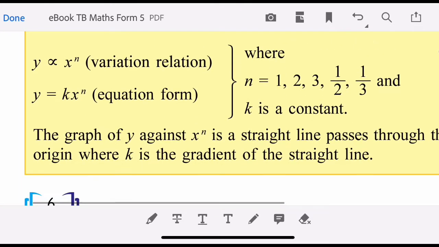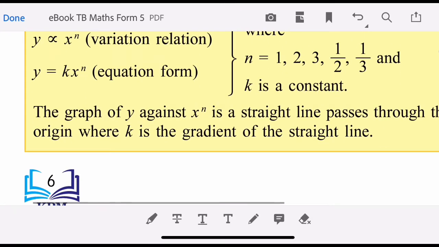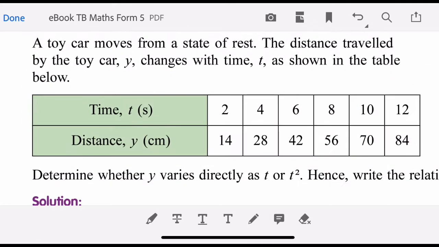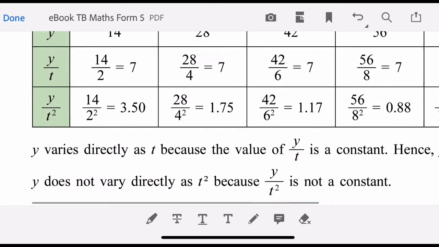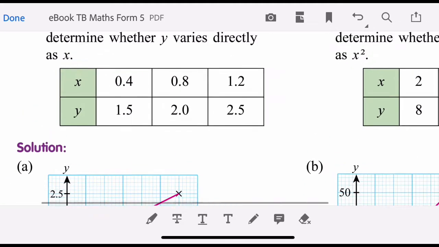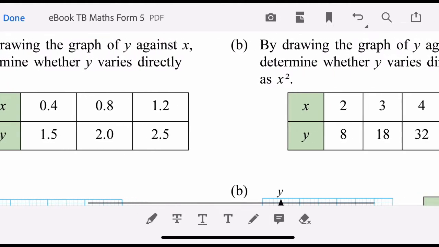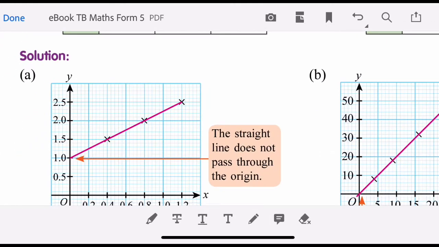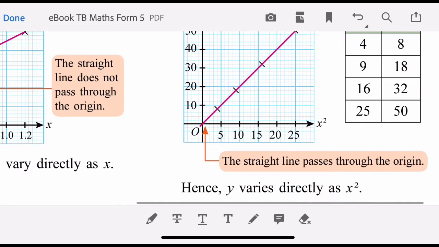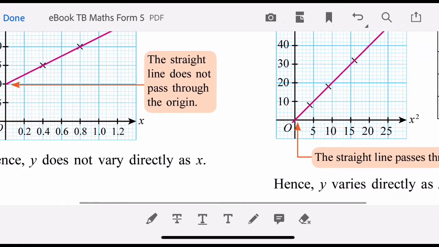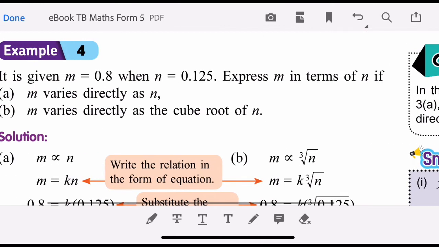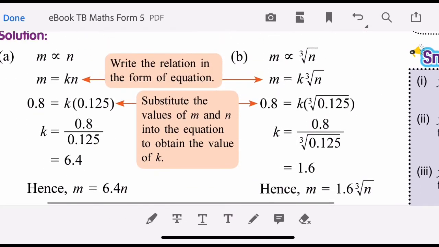So you can try to explore more on the examples given. In the first question, maybe they will give you a table, then you check the constant. If the constants are not the same, then it shows that it does not vary directly. If you can find the constant by taking y over x, that means it varies directly. If the straight line does not pass through the origin, then y does not vary directly as x. There are more examples for you to go through.